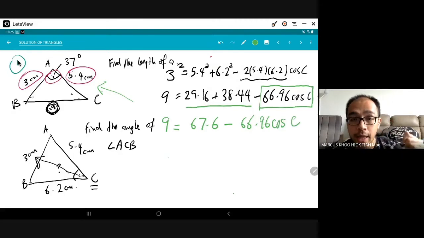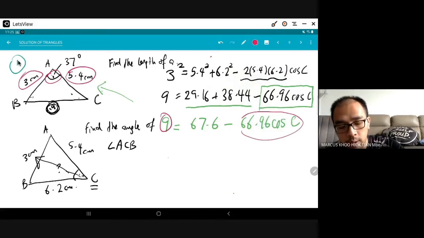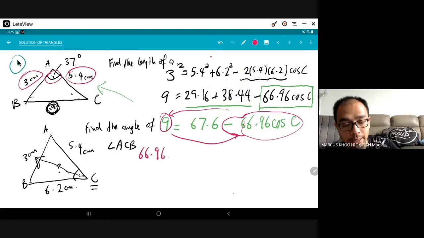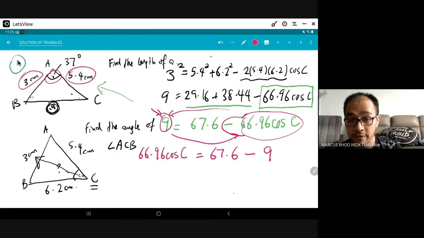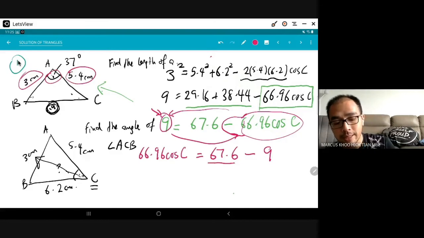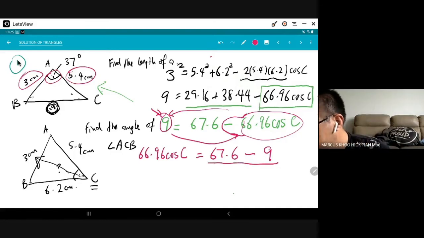Then what you do is this one and this one, you move across. So the negative 66.96 cos C will become positive 66.96 cos C. This one will become 67.6 minus 9. Why minus 9? Because here is positive 9, then you move across, it becomes minus 9. This one is very logical. So you settle this: 67.6 minus 9 will give you 58.6.